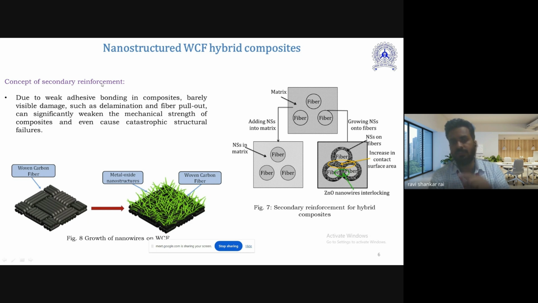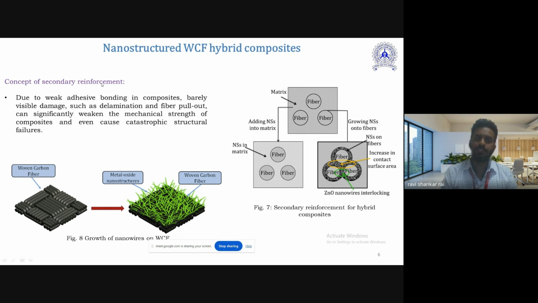Now, in a second phase, we can directly grow the nanostructure on the surface of the carbon fiber. That nanostructure will grow like a grass-like structure, as you can see in the different diagram. The woven carbon fiber goes through some chemical treatment or other treatment processes, which will allow the nanostructure to grow upon the surface of the carbon fiber.